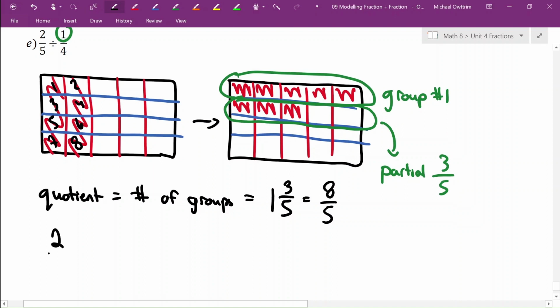Checking with our symbolic rules, our 2/5 will stay the same. Divide changes to multiply. 1/4 flips to 4/1. 2 times 4 on top is 8. 5 times 1 on the bottom is 5. That is the same answer.